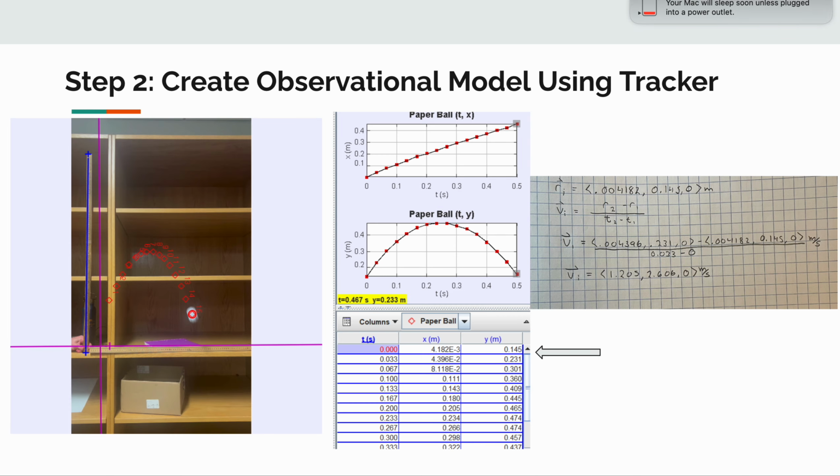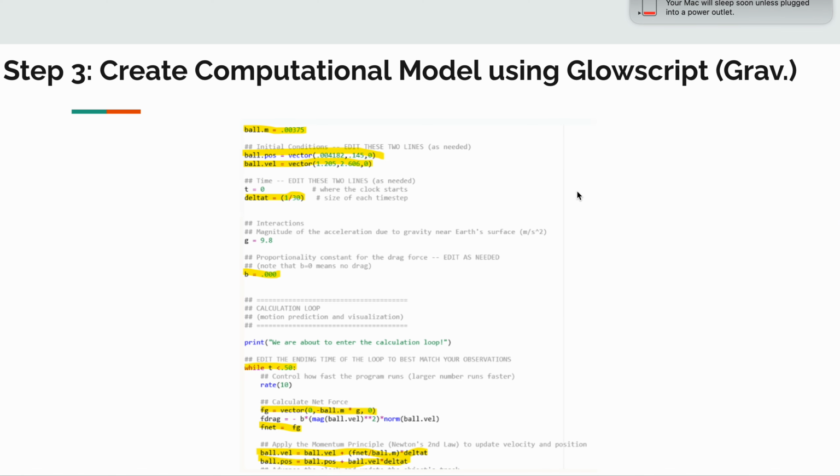The second step was to create an observational model using Tracker, which you can see on the left, and then using the first two rows of data, we were able to compute the initial position and initial velocity as shown on the right. And the third step of this lab was to create a computational model using GlowScript, which shows the effects of only gravity acting on the paper ball. The highlighted lines of code are the lines that we edited.